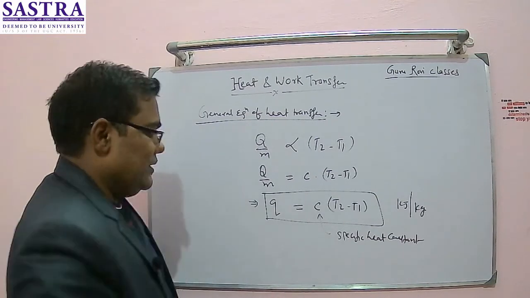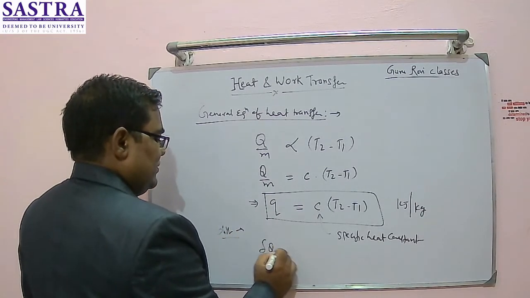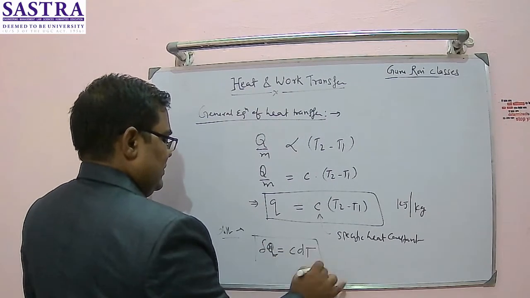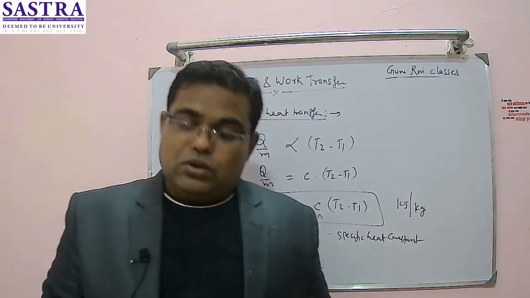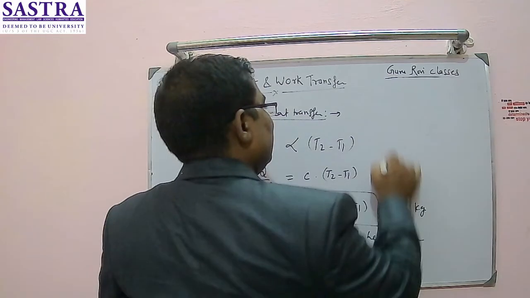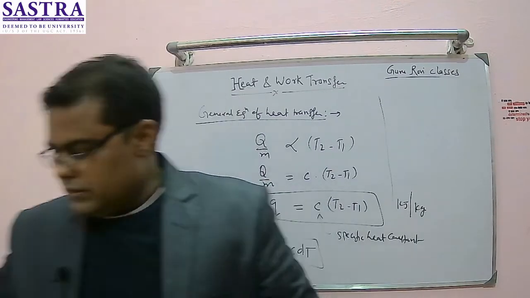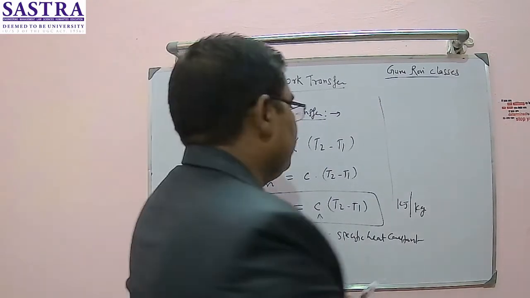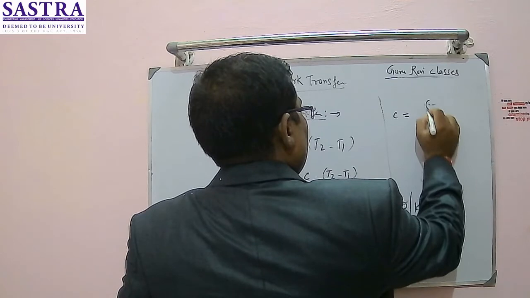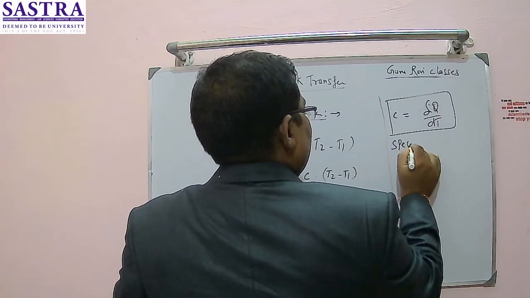If I differentiate this, I get dou q, small q, is equal to C dT. Or I can further write from this equation C is equal to dou q divided by dT. This is known as specific heat.